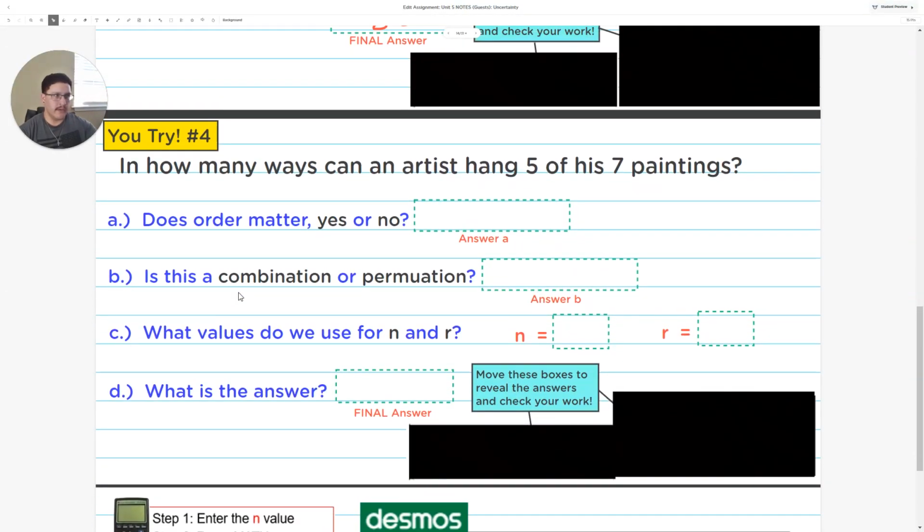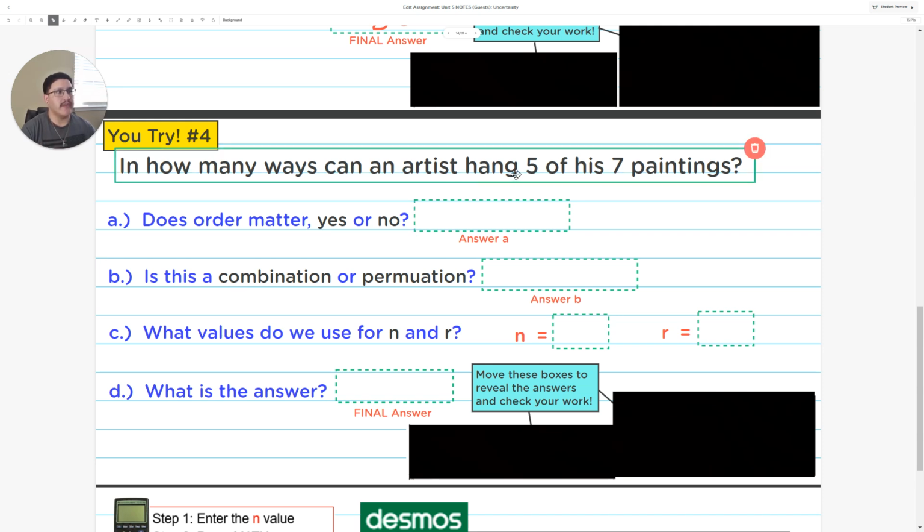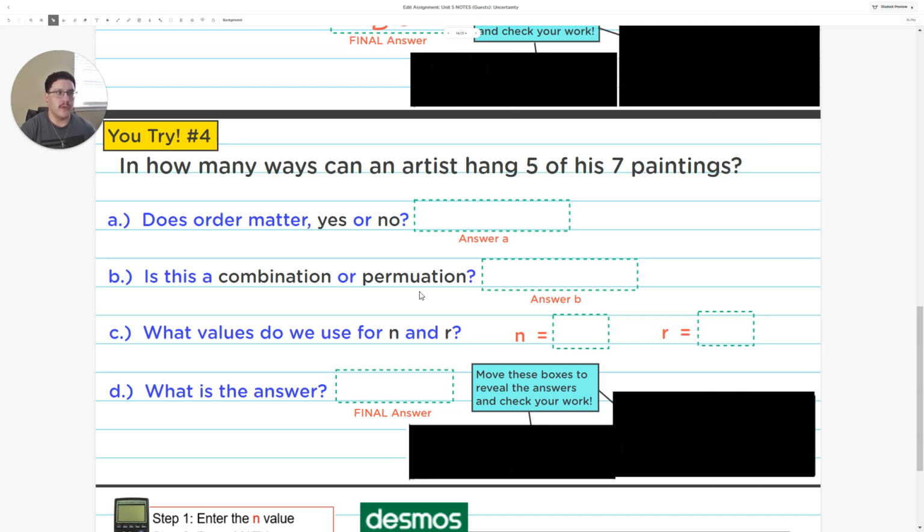Okay, here's another example. You try on your own. How many ways can an artist hang 5 of his 7 paintings? This one's a little bit tricky, but I'm going to see if y'all can figure it out. What's your gut feeling say? There's not as many words to help determine whether this is a combination or a permutation. So I'm going to see if you can understand which one you should choose.